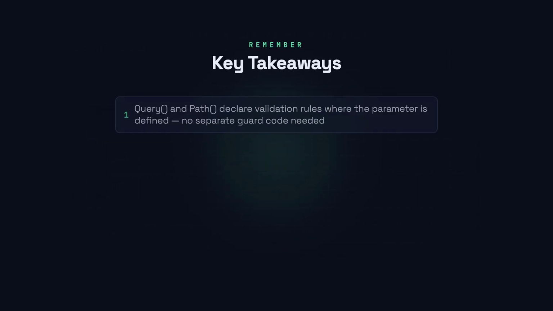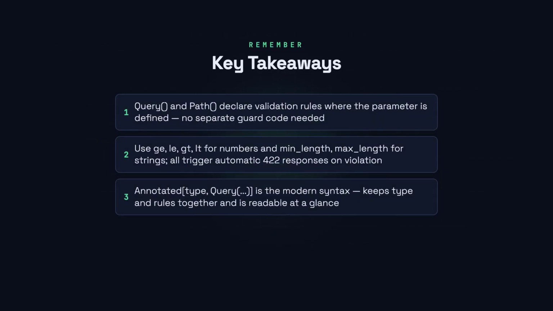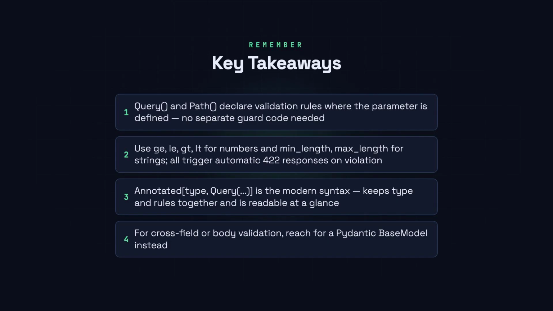To wrap up, Query and Path let you move validation out of your function body and into the parameter declaration itself, which removes boilerplate, makes rules impossible to skip, and feeds your API docs automatically. Remember that ge and le handle numeric bounds, while min_length and max_length handle strings, and that Annotated is the cleaner modern way to attach them. When validation grows more complex than a single field rule, Pydantic models are your next tool.